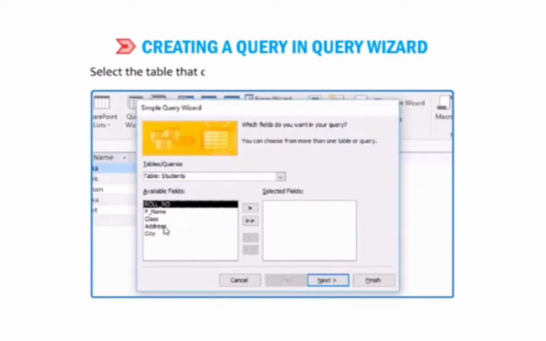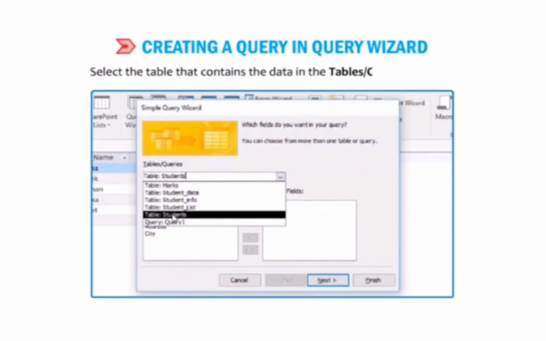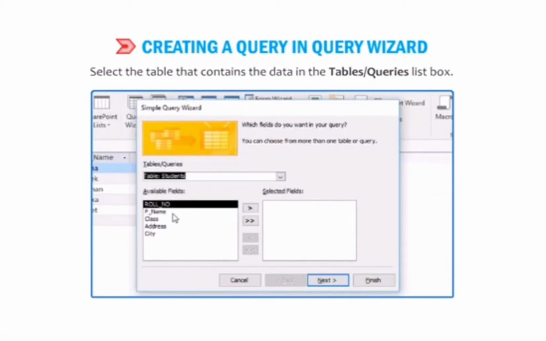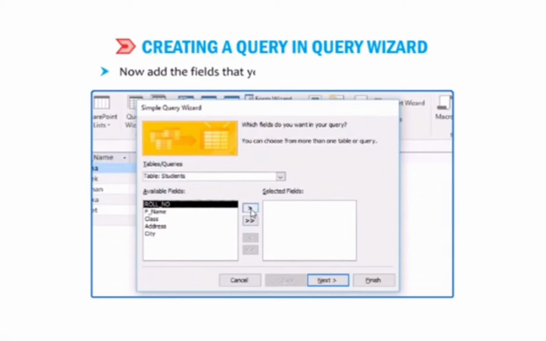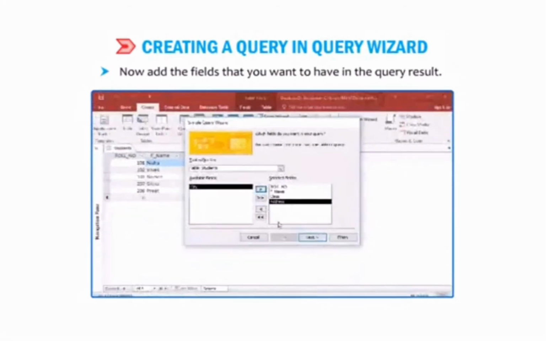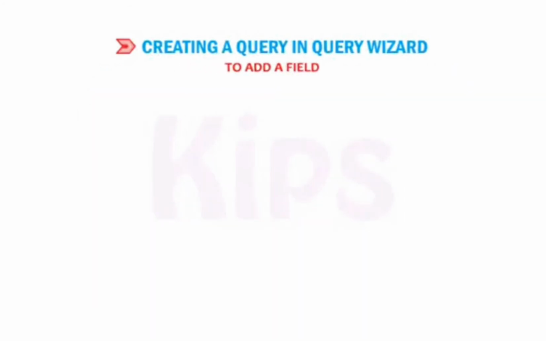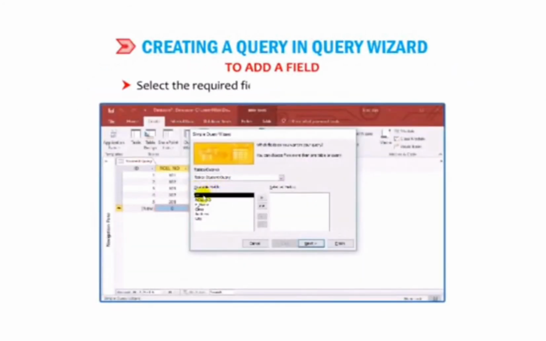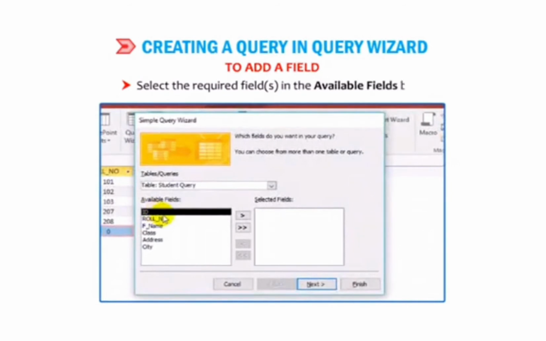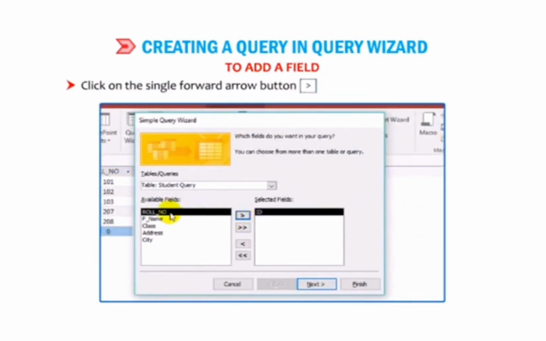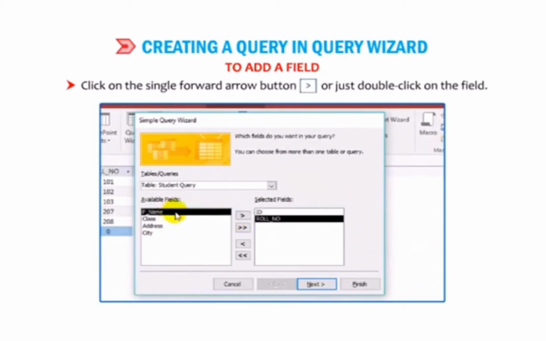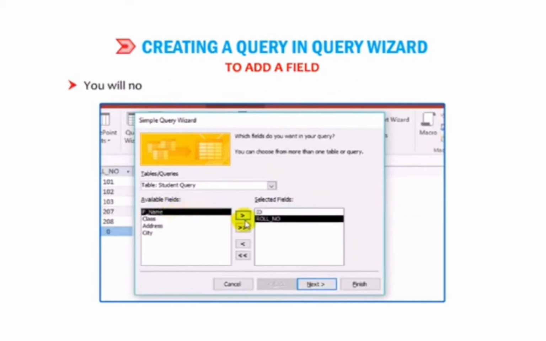Select the table that contains the data in the Tables or Queries list box. Now add the fields that you want to have in the query result. To add a field, select the required fields in the Available Fields box. Click on the single forward arrow button or just double-click on the field. You will notice that the selected field is shifted to the Selected Fields box.